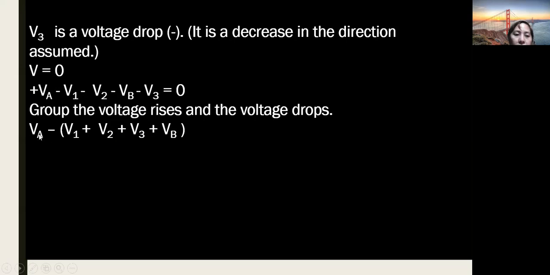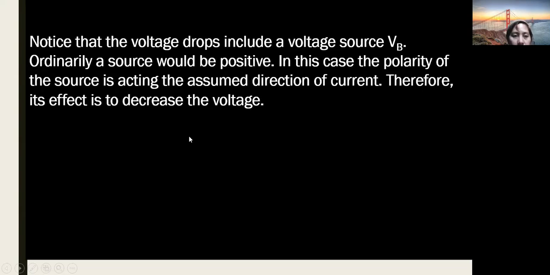So VA minus VB minus the summation of all the voltage drops. Notice that the voltage drops include a voltage source VB. Ordinarily, a source would be positive. In this case, the polarity of the source is acting against the assumed direction of the current. Therefore, its effect is to decrease the voltage. So again, why is its effect to decrease the voltage of the VB?